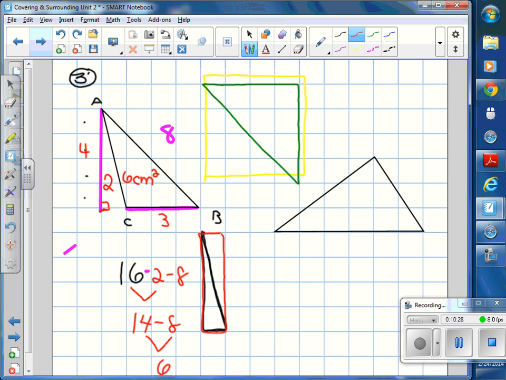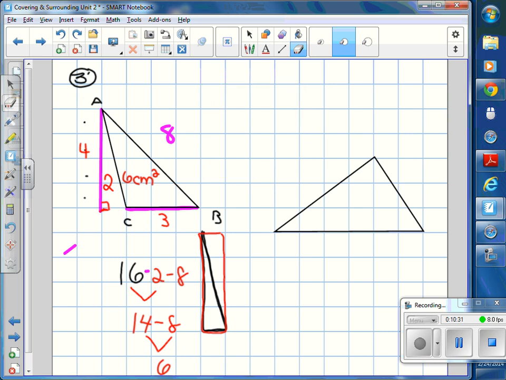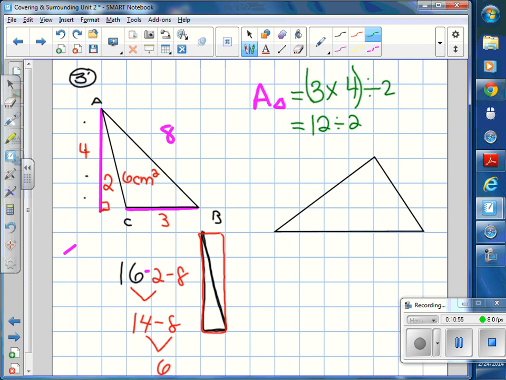Okay? So if I take just those two numbers, the area of the triangle is the base, which is 3, times the height, which is 4, and I divide it by 2. So what's 3 times 4? 12. 12 divided by 2, you get 6 centimeters squared without that rectangle. That make sense? Yeah.